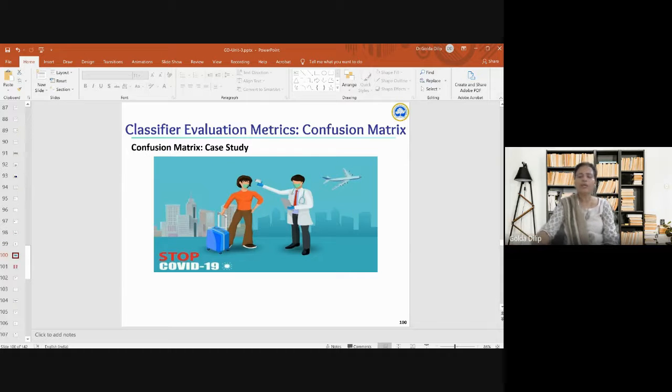Now coming to the next one. The next thing for model evaluation that we're going to discuss is another classifier evaluation metric called the confusion matrix.